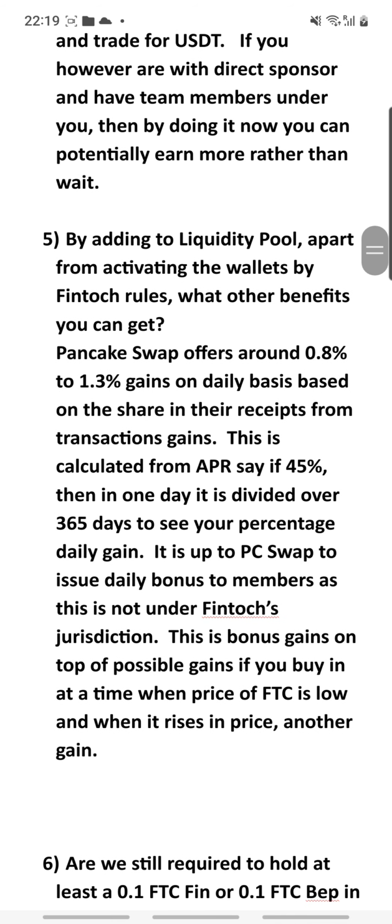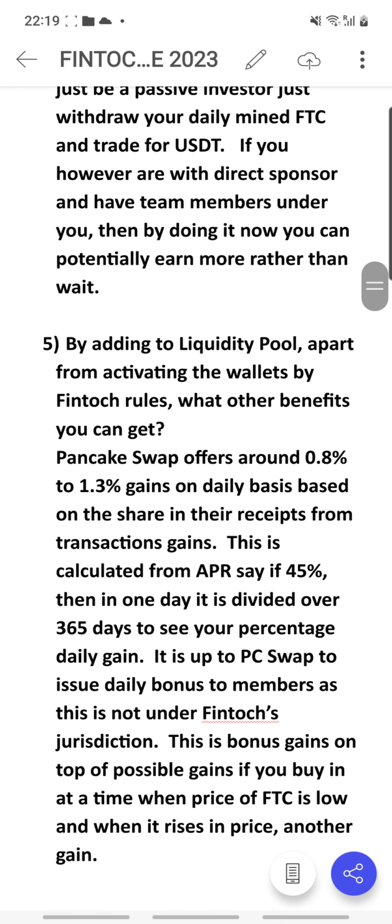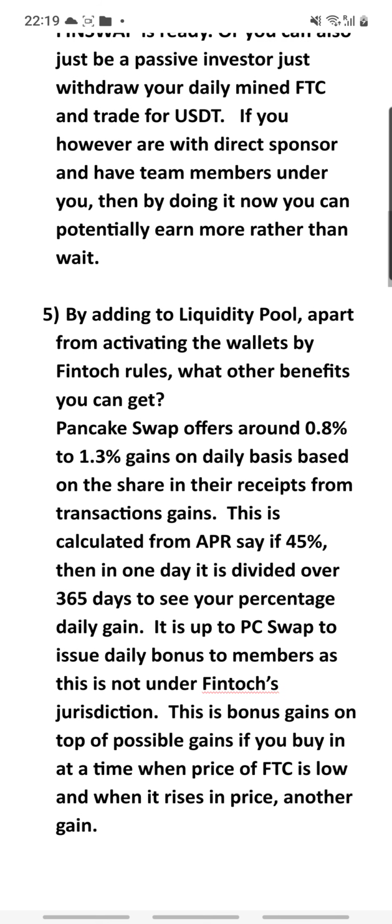Also, it is said in the video that it is up to PancakeSwap to issue daily bonus to members, as this is not under Fintoch's jurisdiction. This is bonus gains on top of possible gains if you buy in at a time when the price of FTC is low, and when it rises in price, it is another gain. So at the liquidity pool, you can also stand to gain that exchange rate, which is around 0.8% to 1.3%. So that's one form of passive income.